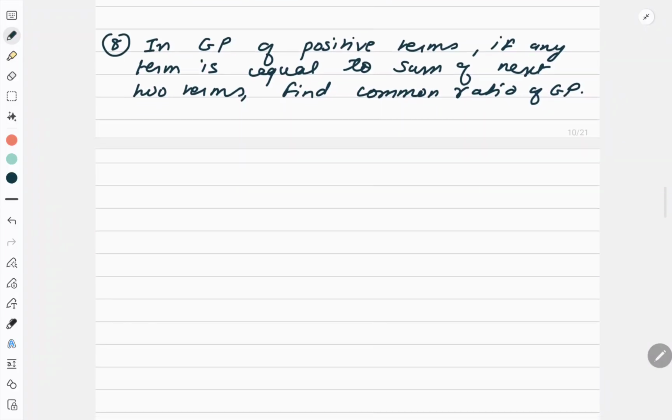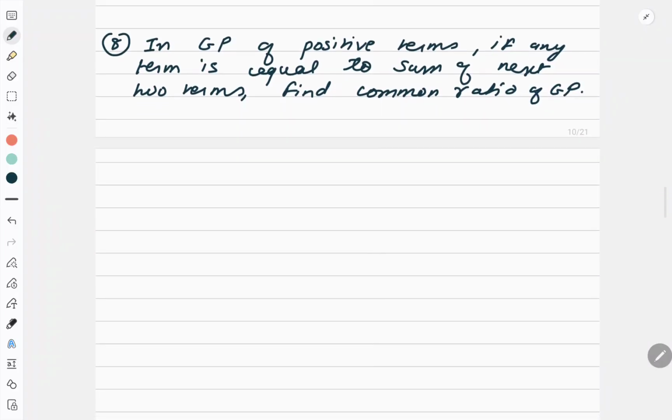Okay. Look at the next question. In a GP of positive terms, if any term is equal to the sum of the next two terms, find the common ratio of the GP. Now they are saying it is a GP of positive terms, first information. Second information, if any term, so let me take any term an, is equal to the sum of the next two terms. So what will be the term after an? It will be an plus 1. And after an plus 1 will be an plus 2. Find the common ratio of the GP. So this is what is given.